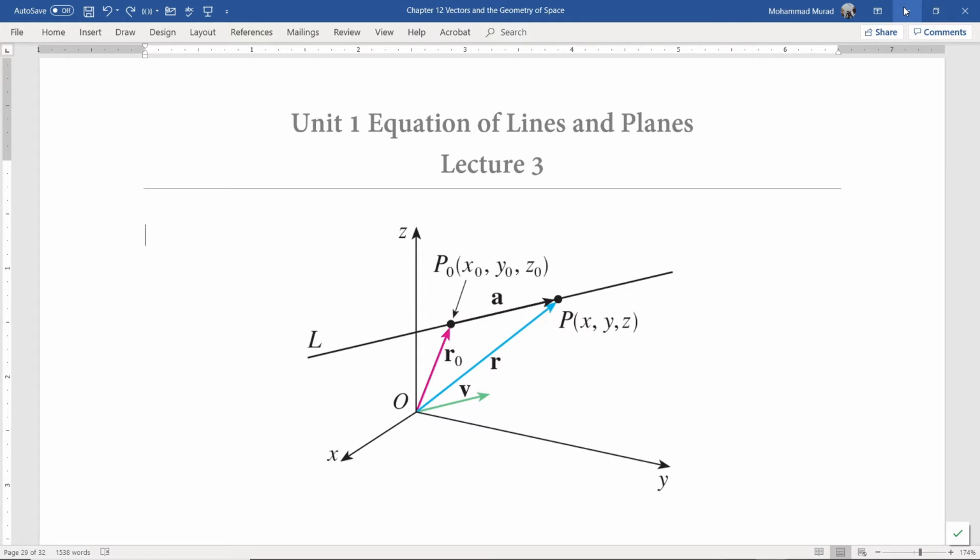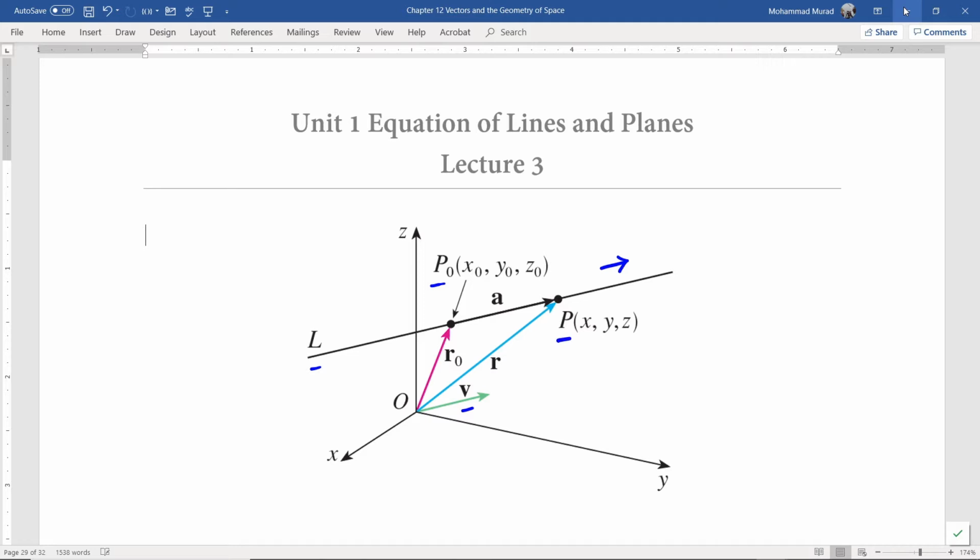A line in 3-dimensional space is determined when we know a point P sub 0 with fixed coordinates x sub 0, y sub 0, and z sub 0 on L, and the direction of the line L. In 3 dimensions, the direction of a line is conveniently described by a vector. We let V be a vector parallel to L.